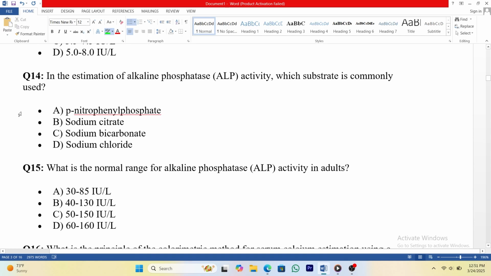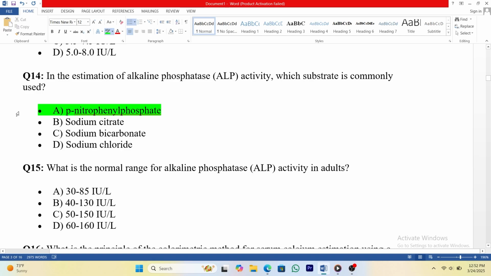A. P-nitrophenyl phosphate. B. Sodium citrate. C. Sodium bicarbonate. D. Sodium chloride. Answer: A. 15. What is the normal range for alkaline phosphatase, ALP, activity in adults?